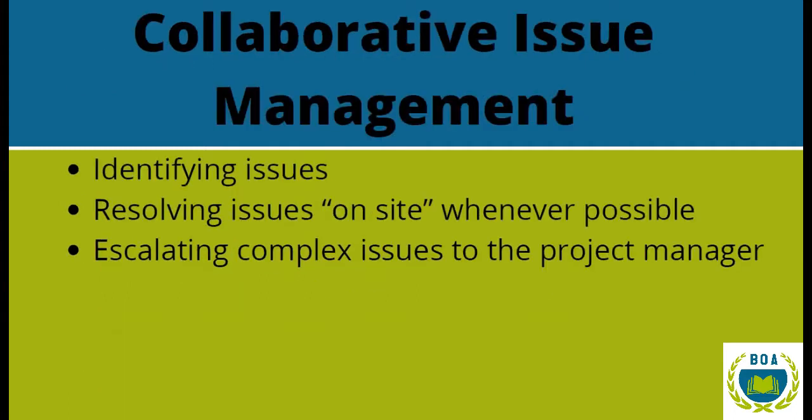Let's start by looking at the concept of collaborative issue management. The idea here is that issue management is something everybody on the project management team is involved in. Everybody's involved in identifying issues, and everybody's involved in addressing issues. Ideally, that's resolving issues on site, where someone who's directly involved in the situation can resolve an issue. That isn't always possible, and when it isn't, then the issue should be escalated up to the project manager, and the project manager can begin the issue management process from there.